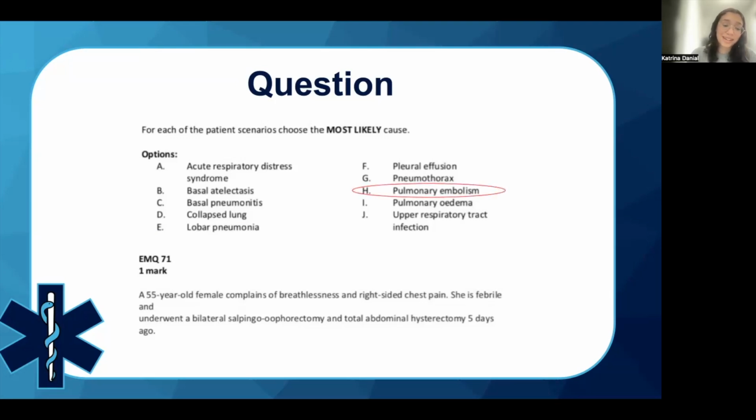This one is screaming PE. Okay, so it's got all the characteristic findings: shortness of breath, unilateral chest pain. It's 5 days, so it's fitting with a DVT and PE. And probably what's happened here is that she's had major surgery, she hasn't moved, and then she's got a PE.